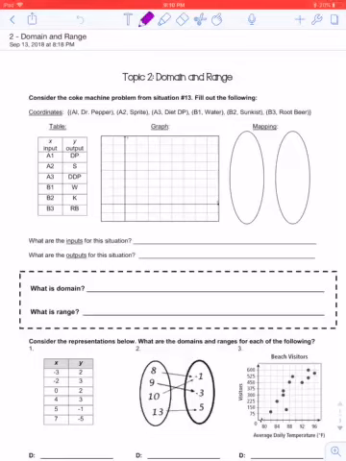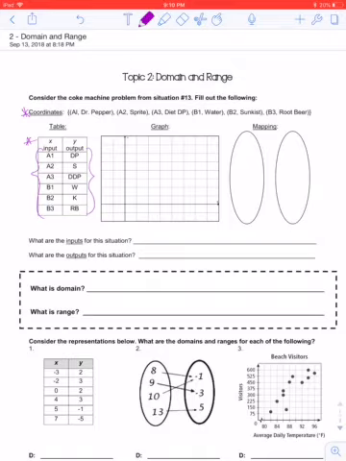Okay, topic 2 is about domain and range. So when you think about the situation cards that we looked through, each one of them had inputs and outputs. If you look at the list of coordinates here and the table here, we see that this situation from number 13 had to do with a Coke machine. So the inputs were the buttons that you would press, A1, A2, A3, etc. And the output, what you get out of the Coke machine, is the drinks that you wanted, right?